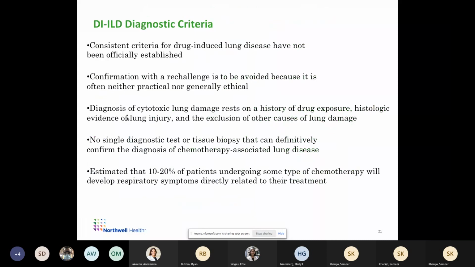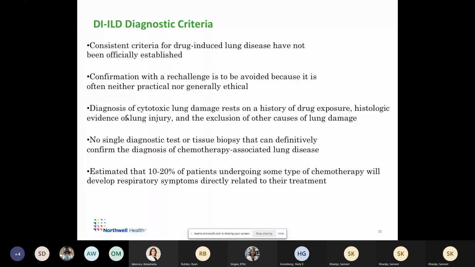The diagnostic criteria are vague. We don't have any real great consistent criteria. It's not recommended to give a diagnostic re-challenge to someone that you think has had interstitial lung disease related to a drug, and using our histories and our physicals is the best way to guide us. There's no single diagnostic test or tissue biopsy that can definitively confirm the diagnosis.